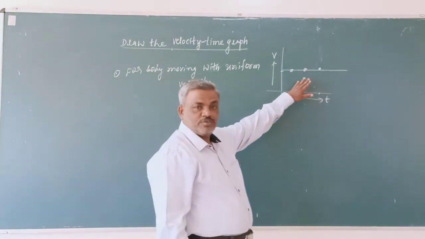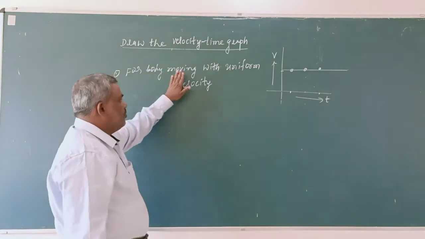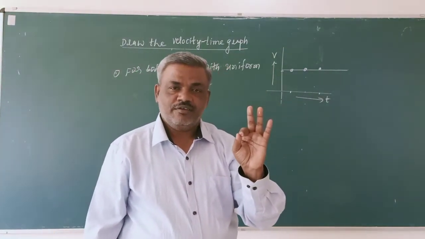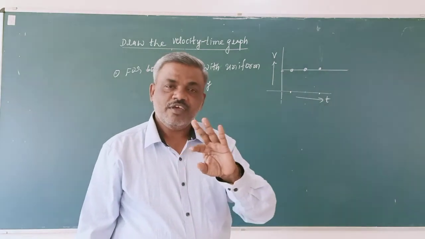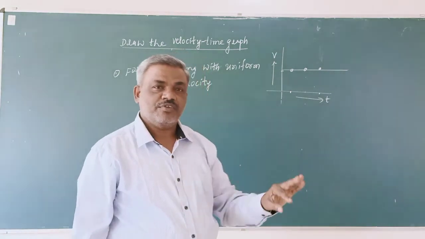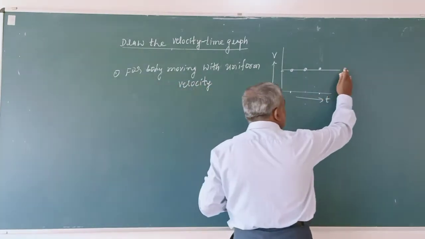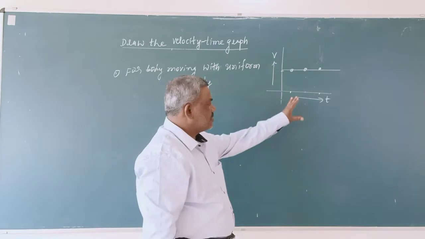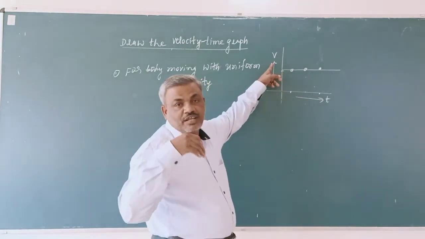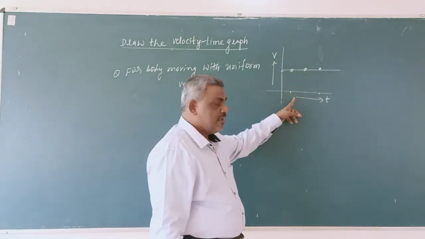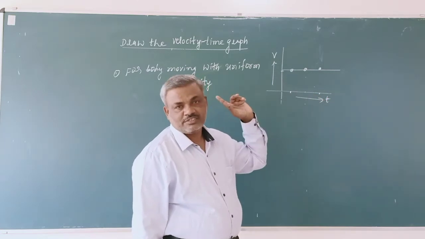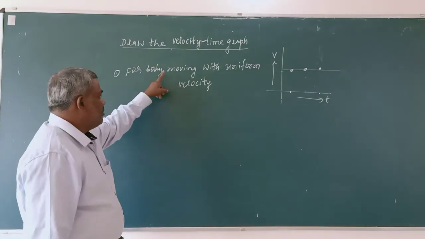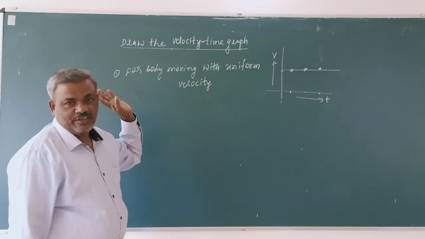So this graph shows that for a body moving with uniform velocity, every 2 seconds it maintains the same speed, the same velocity, so that graph is parallel to the x-axis. So the first graph here, velocity taken along the y-axis, time along the x-axis. Draw the velocity time graph for a body moving with uniform velocity.